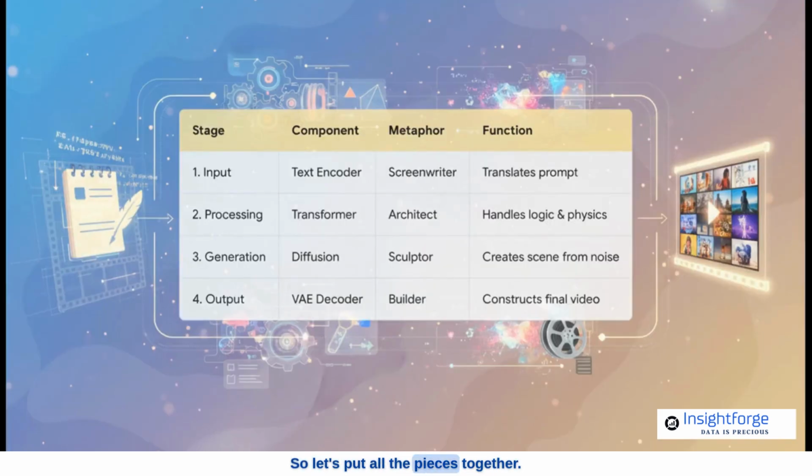So let's put all the pieces together. This is the entire assembly line, the whole Veo dream factory. First, your prompt goes to the screenwriter, which translates your words into instructions. Then, the architect uses its long-term memory to plan out the scene's logic and physics. After that, the sculptor gets to work, carving the video out of that random noise. And finally, the builder constructs the final high-res film. From your idea to the final cut, it's the whole shebang.